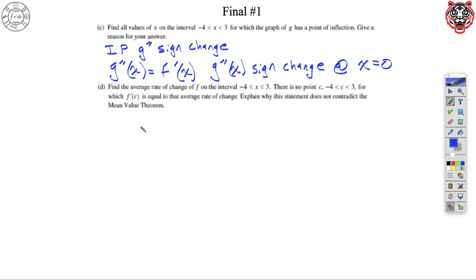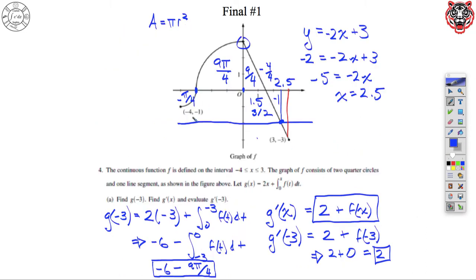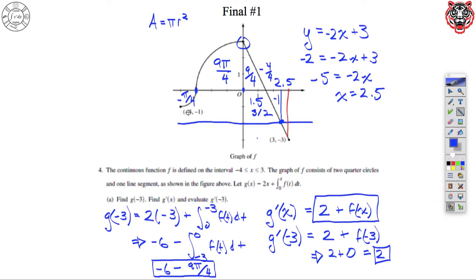All right, part D. So first we need to find the average rate between -4 and 3. So the average rate is going to be the slope of this line here. What is the slope of that line? To find the slope, you take the change in y's over the change in x's. So it's going to be -3 minus -1.